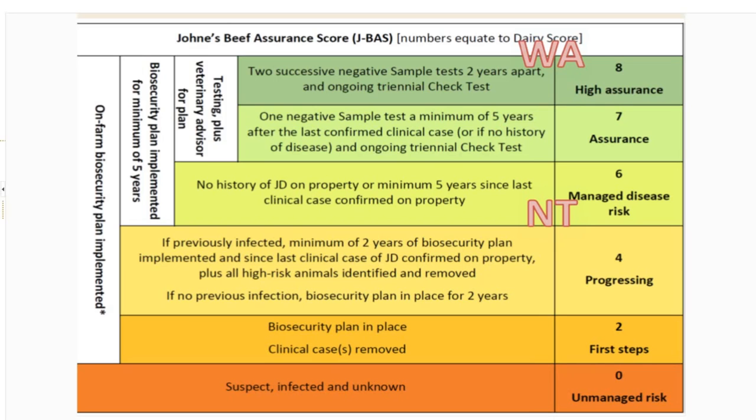Theoretically, if you drop down to 0, you have to have a biosecurity plan in place for 5 years before you get it back up to that 6th level. And there is a pathway for people who are infected or suspect to make their way back up there too, by initially removing clinical cases, removing at-risk animals, and making sure that they've got a biosecurity plan in place and no history of disease.